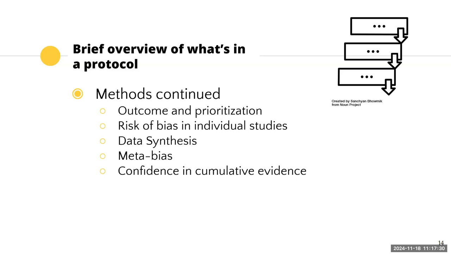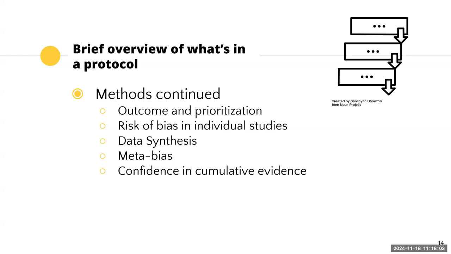So what outcome measures are you looking for? Often in a scoping review you might not identify specific outcomes, but in an intervention review you may have a list of outcomes that you or your team are specifically looking for. For risk of bias or critical appraisal of individual studies, what tools will you be using to assess that? How will the data be synthesized?